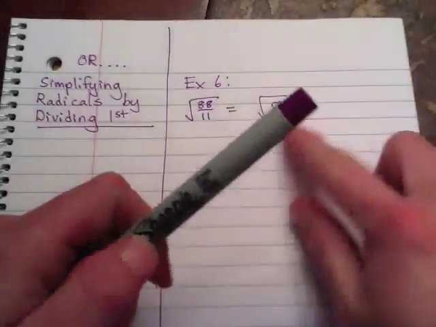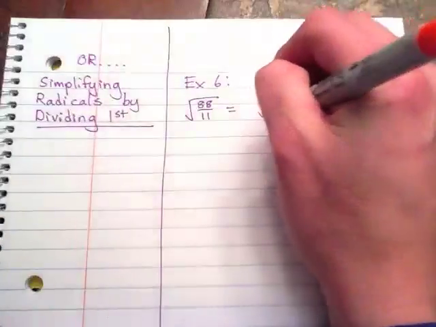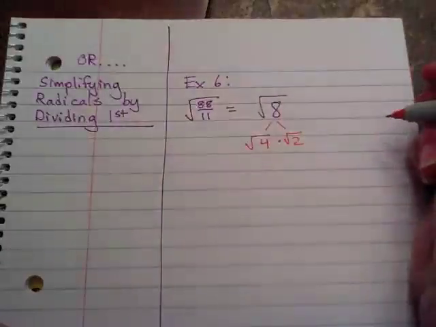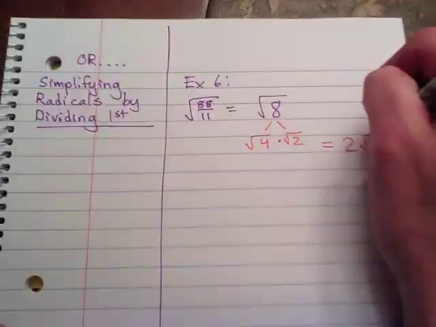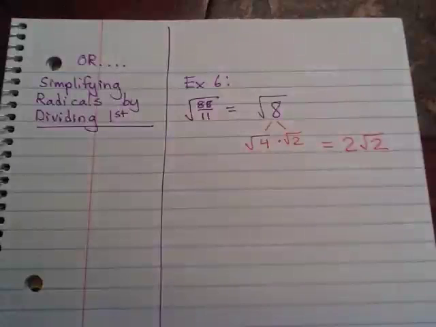Now the square root of 8 is really easy to break down, because I can break down the square root of 8 into the square root of 4 times the square root of 2. And I get 2 square root 2. Square root of 4 was 2, square root of 2. And I'm done.